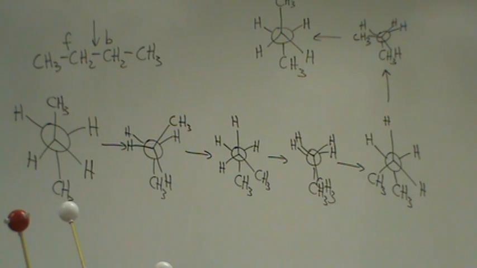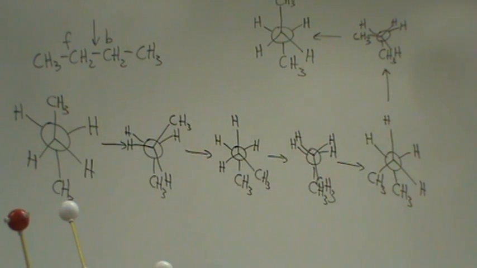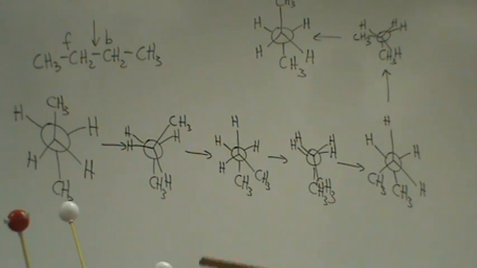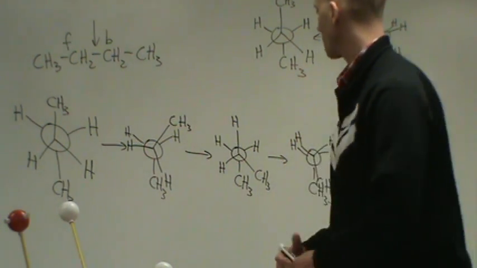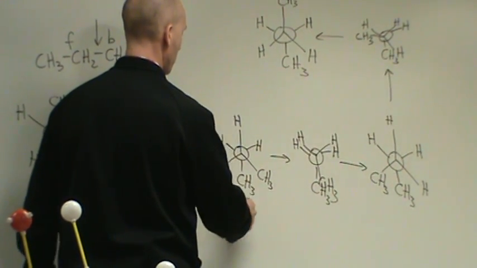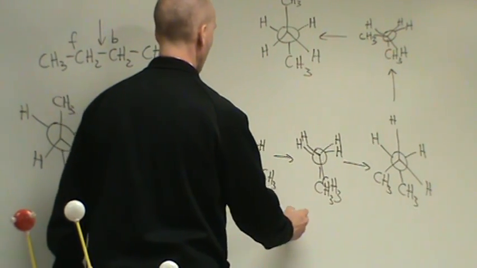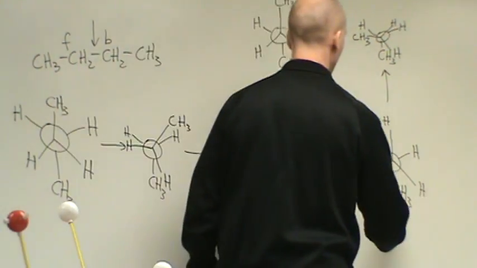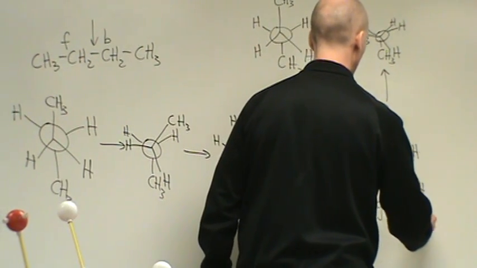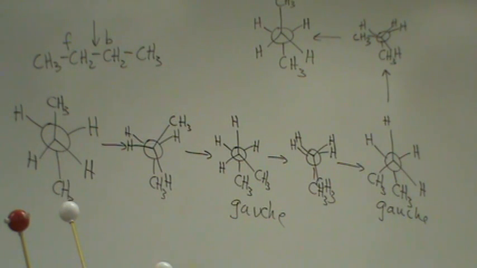Gotta make sure you can label those. So staggered, eclipse, staggered, eclipse. This one down here, in the staggered where the two CH3s are kind of close to each other, sometimes you'll see that called the gauche conformation. Not a big deal, just sometimes you'll see that in your book there.